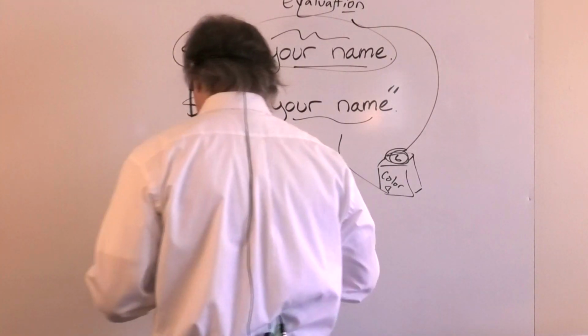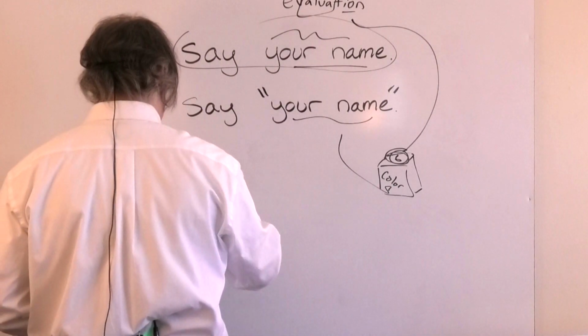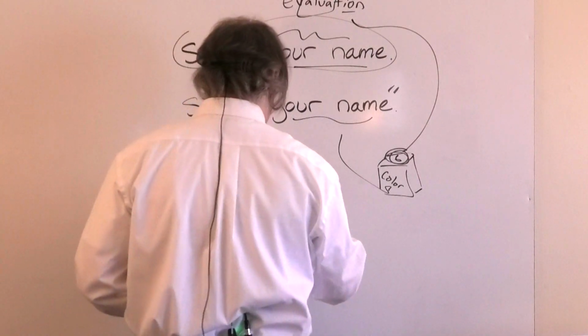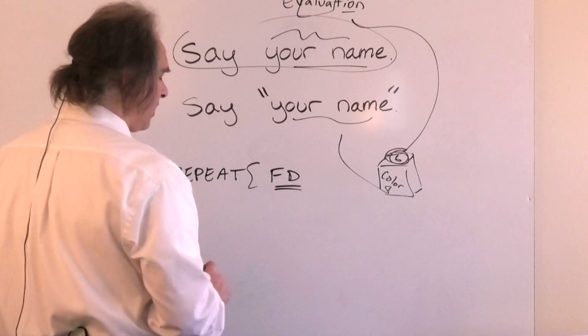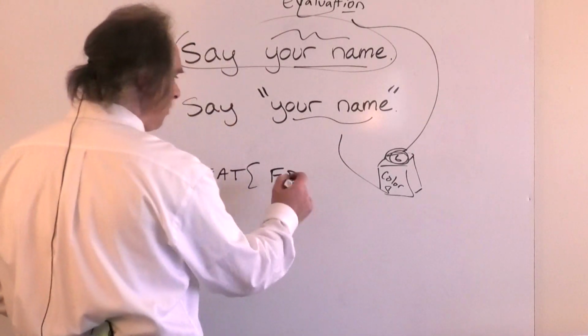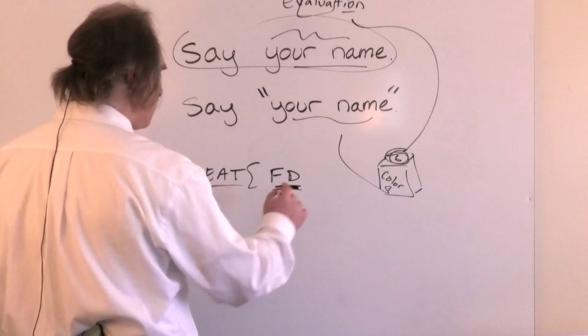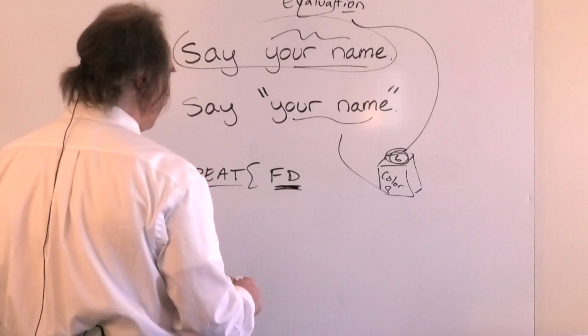So when we say repeat, and then forward, it evaluates forward. It says, what does this mean? The computer, that's a black box that has, let's go get into that function. That's a function. Let's turn this into a function and evaluate it.